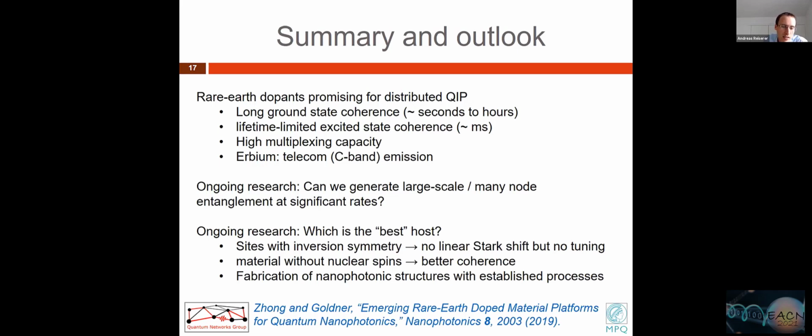So I basically gave a quick introduction. Probably you will need one site with inversion symmetry so that you have no linear Stark shift. You want to have a material without nuclear spins to have better coherence. And finally, you want a material which allows you to fabricate nanophotonic structures based on established processes. And I think there are now some ideas followed by the community, and some of them are very promising. So with this, I'm at the end of this introduction.